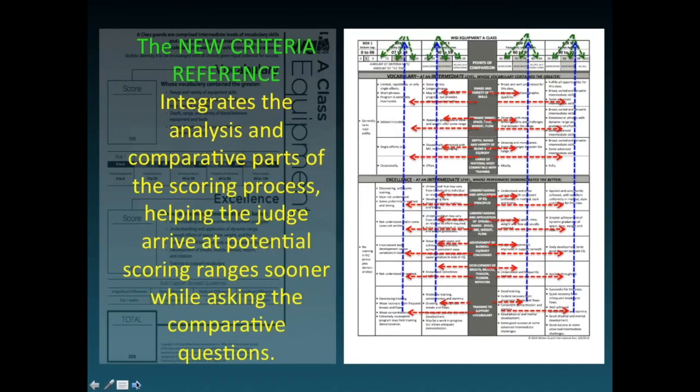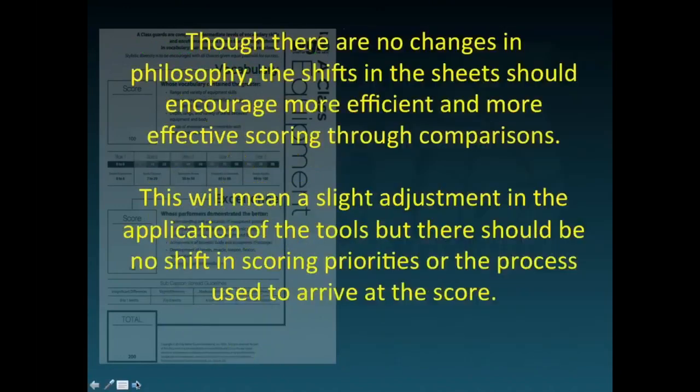You see the flow of information that happens, initiating at the spine in the center, then radiating out into the boxes, carrying them up into the initial ranges, and then dividing them up into thirds. This page with this new adjustment really becomes the worksheet. It's no longer a reference, but you can see judges really use this as the worksheet all the way through. Though there are no changes in the philosophy, the shifts in the sheets should encourage more efficient and more effective scoring through comparisons. This will mean a slight adjustment in the application of the tools, simply that it's easier, but there should be no shift in the scoring priorities.